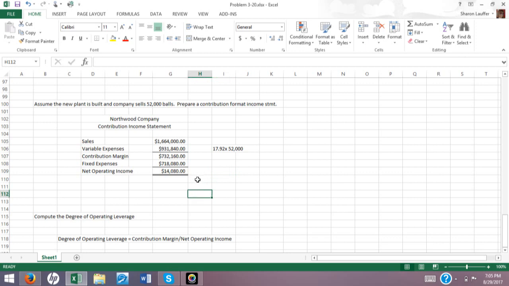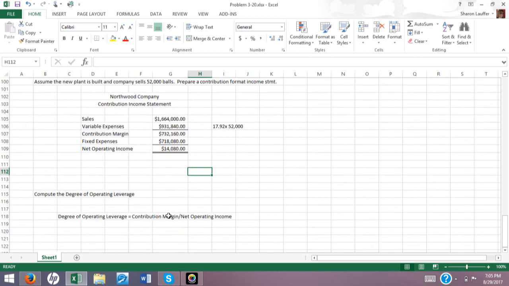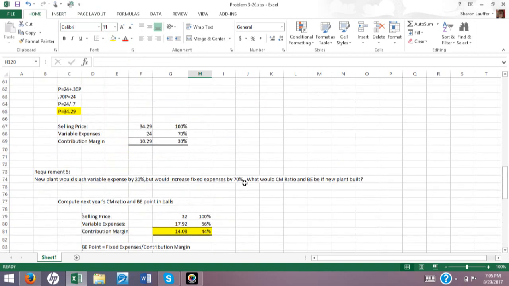All right, the last thing, compute the degree of operating leverage. So I've got our formula here. We're just going to plug in some numbers. It's our contribution margin, based off of these last calculations, divided by our net operating income. Pretty easy, just come up here and find those numbers. So here's our contribution margin, and we're going to divide that by our net operating income, which is right there. Gives us a degree of operating leverage of 52. All right, so I think that is all of the pieces.